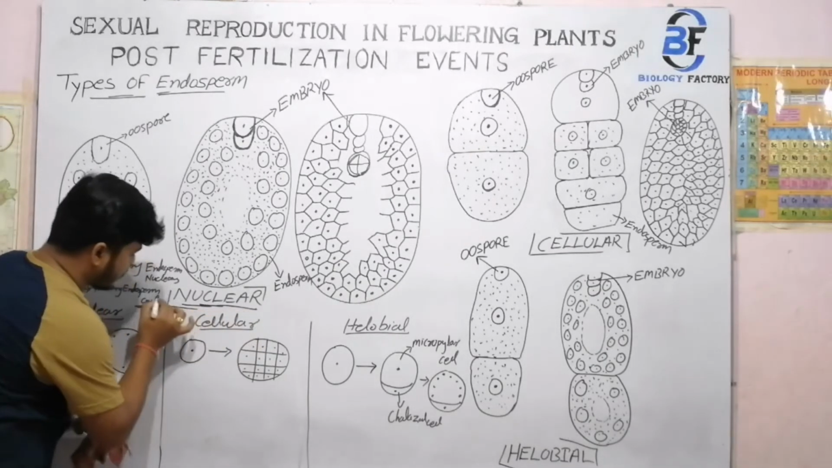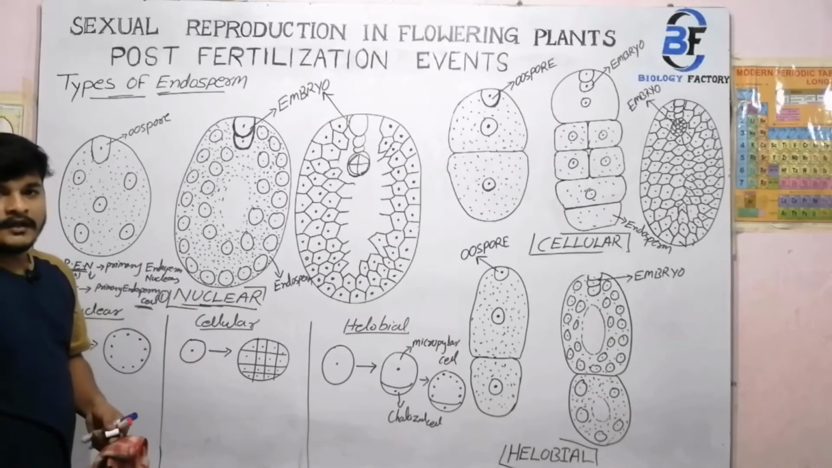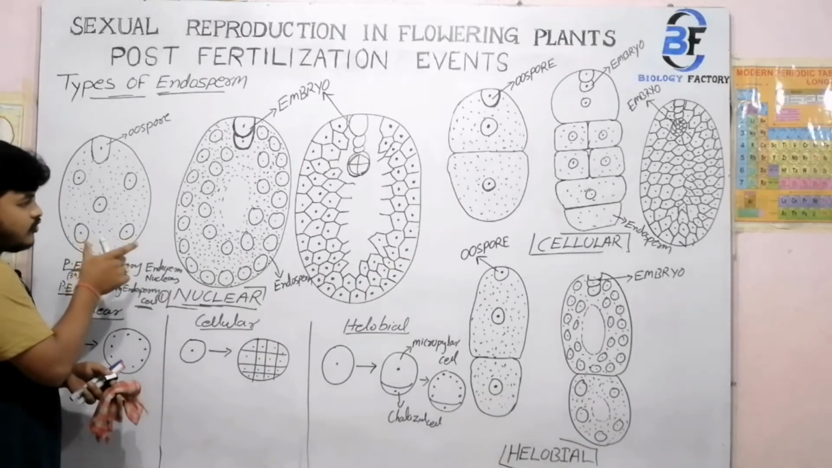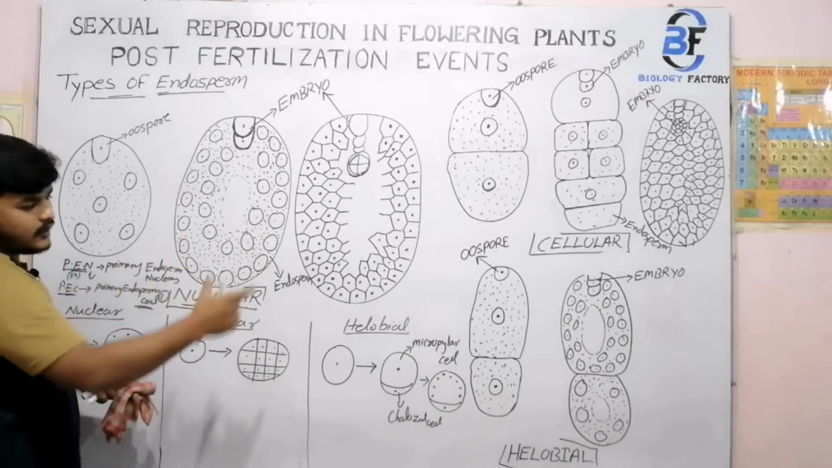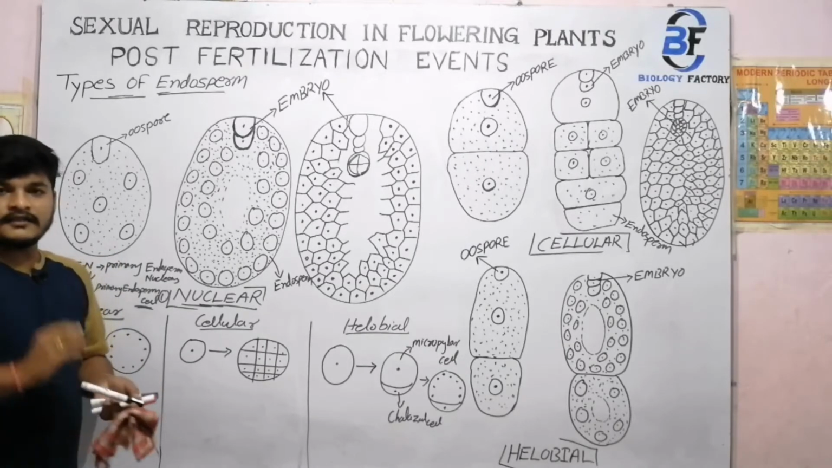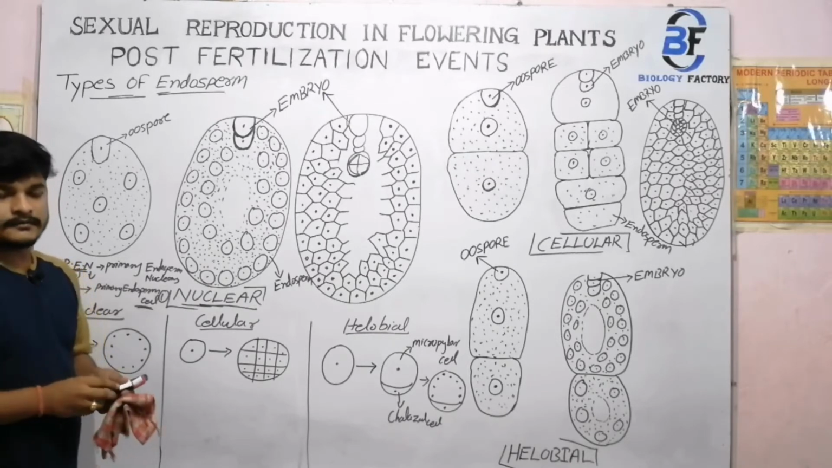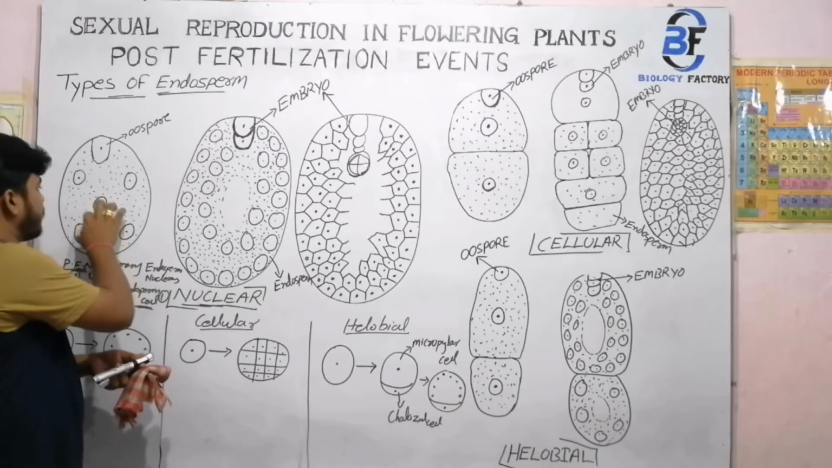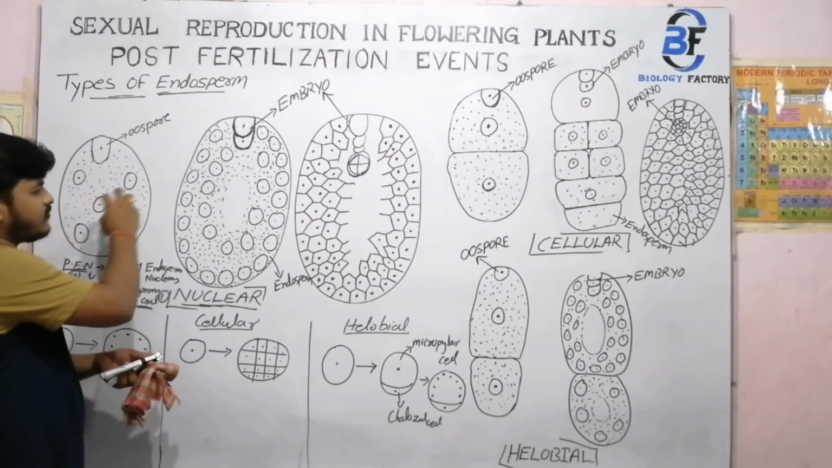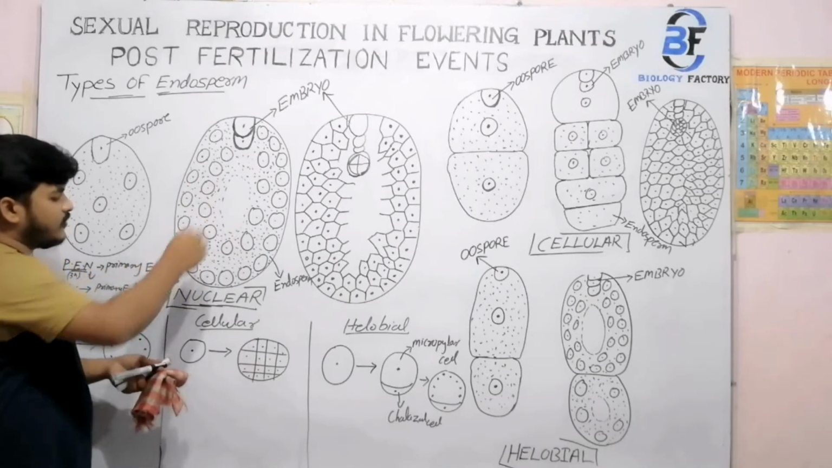The first one is nuclear, the second one is cellular, and the third one is helobial. I am going to tell you the basic difference between the nuclear, cellular, and helobial types. In the nuclear type, firstly the primary endosperm cell is formed, then the primary endosperm nucleus. Consider a single nucleus, or maybe I draw 5 nuclei over here. Next, the nuclei are going to divide, and a number of nuclei are formed.